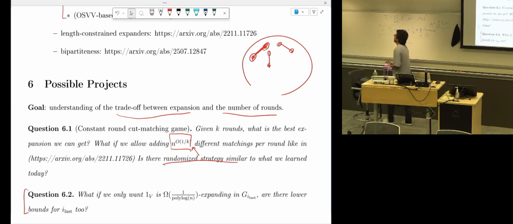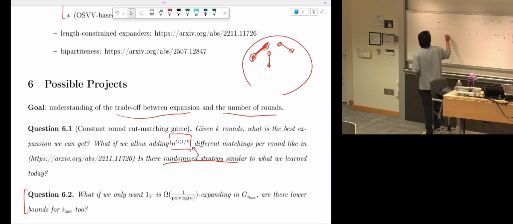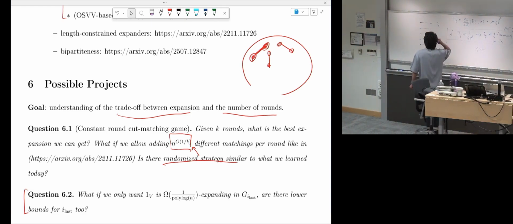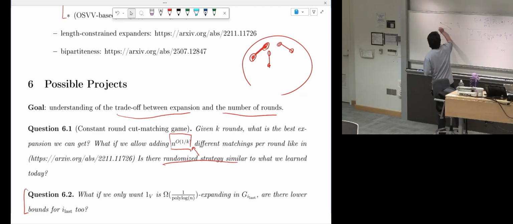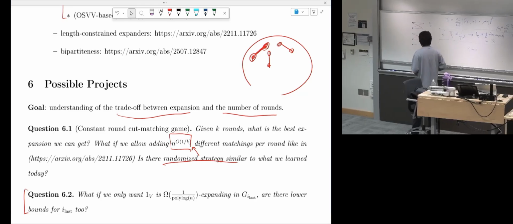Wait, sorry. Maybe in the beginning you have a matching, so there are n over two components. In the second round, maybe in the worst case, you might get another matching that just reduces the number of components by half, I think. Can that happen? But you can choose what source to... Okay. Right.